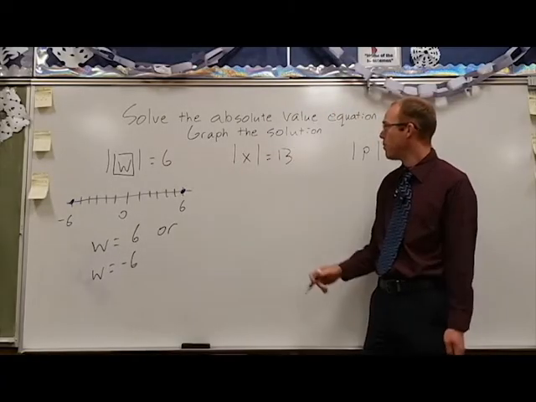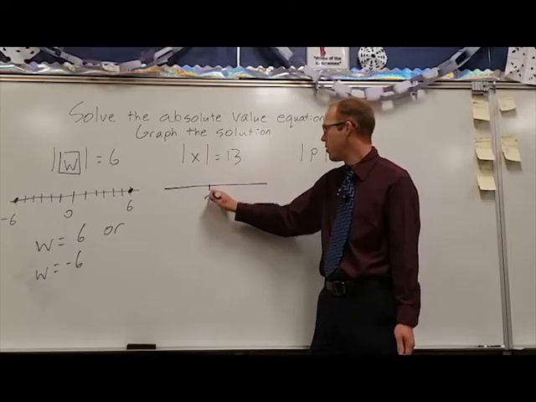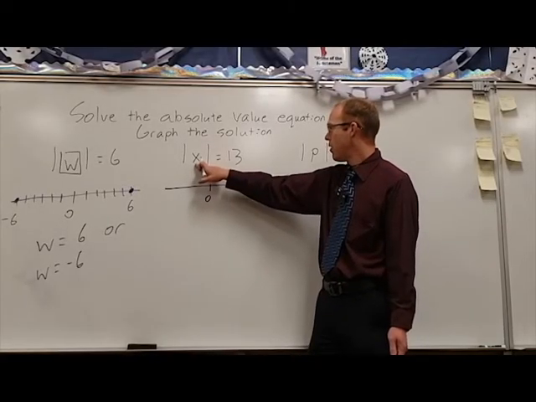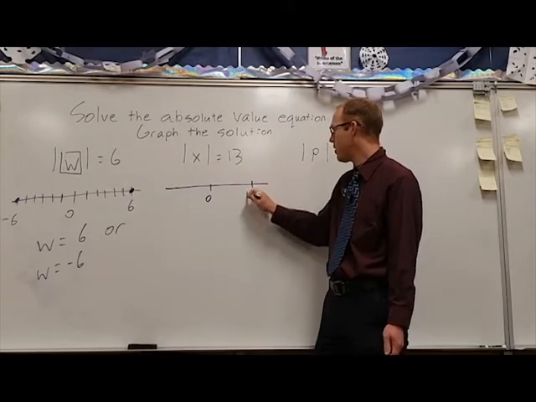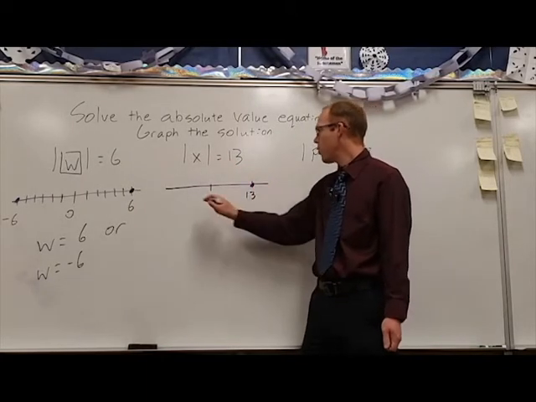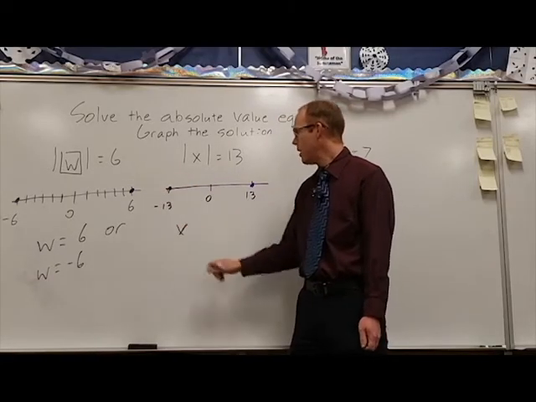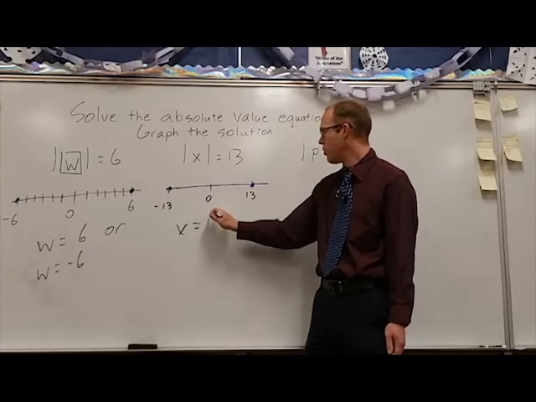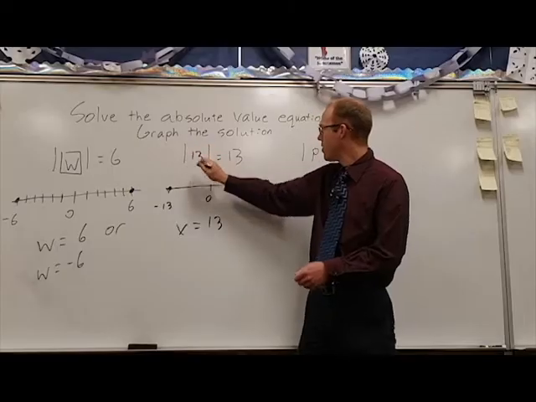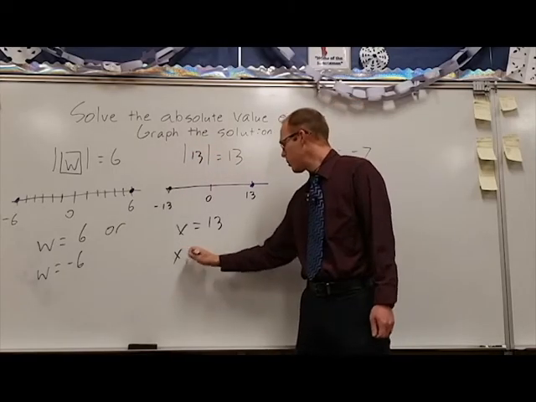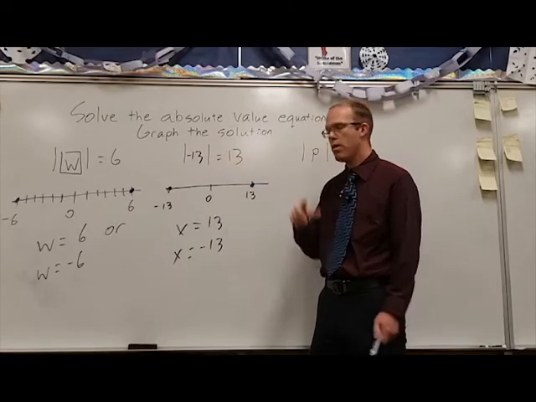Let's take a look at this one. The absolute value of x equals 13. So again, let's graph that. Here's 0. The distance from 0 has to be 13. Well, that could happen over here at positive 13, or that could happen over here at negative 13. So our x could be 2 different values. X could be equal to positive 13. The absolute value of positive 13 is 13. Our x could be equal to negative 13. The absolute value of negative 13 is also 13.